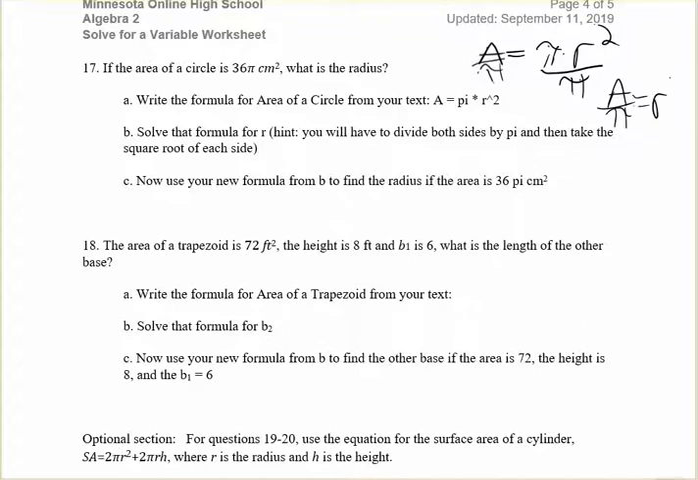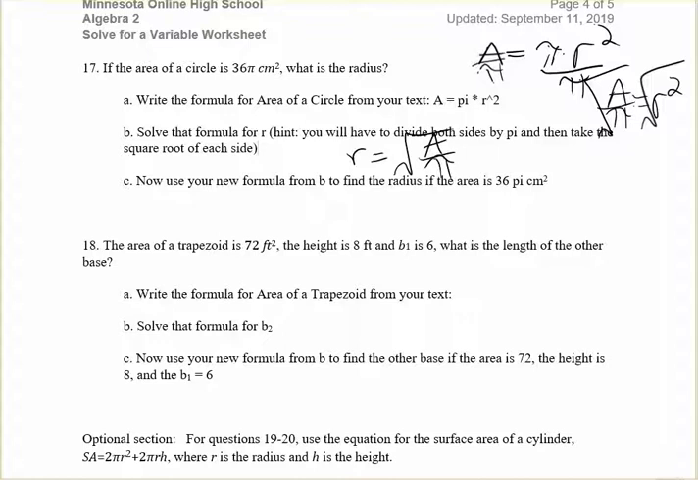But I don't want r squared, I just want r. So there's one more step, which is to undo the squared, undo taking to the power of 2. I would take the square root of both sides. Because when you take the square root of a squared variable, you'll just get the variable by itself. So now I have r equals the square root of A over pi.